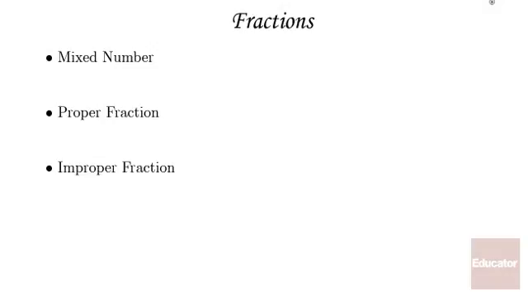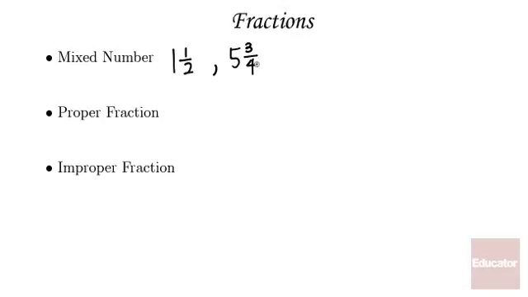So if we look at fractions, there's three different kinds. There's the mixed number, proper fractions, and improper fractions. A mixed number is a fraction with a whole number. So if I have 1 and 1/2, the number in the front, 1, is a whole number, and then 1/2 is a fraction. So the whole number with a fraction is called a mixed number. Another example would be 5 and 3/4. That is called a mixed number.